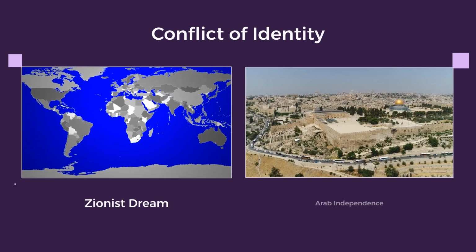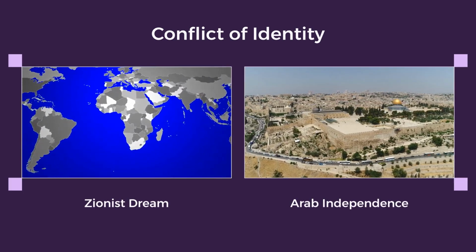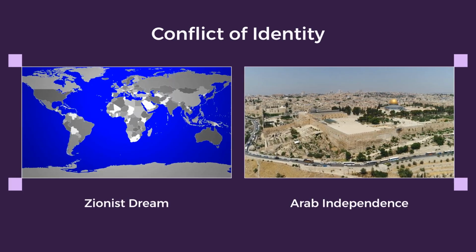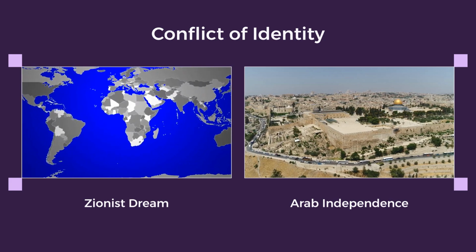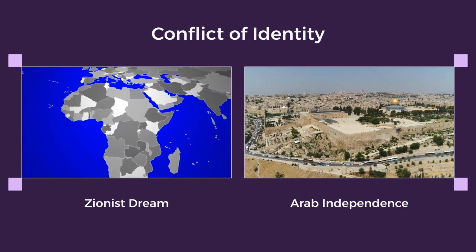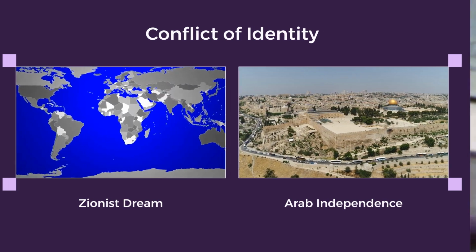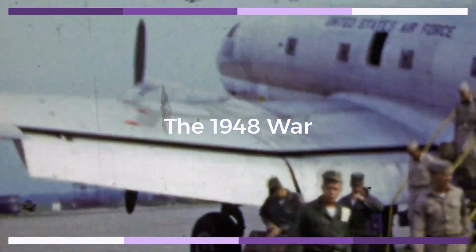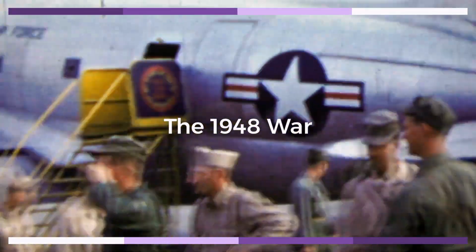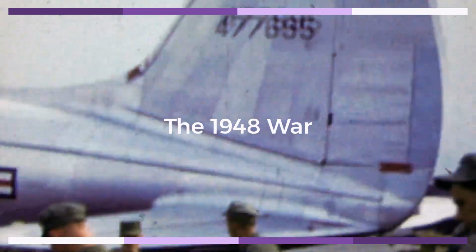The third C, conflict of identity. Multiple groups, like Zionists seeking a homeland and Arab nationalists seeking independence, were promised the same piece of earth at the exact same time. By 1948, the pressure cooker had to blow its lid, igniting the first major conflict.